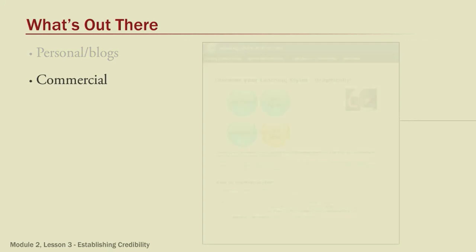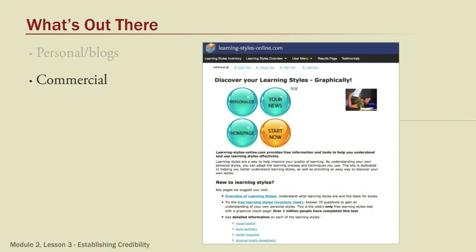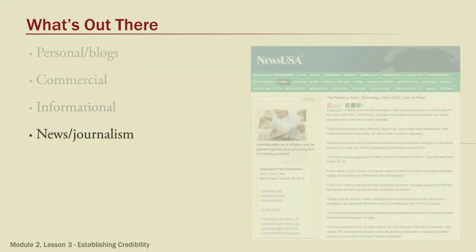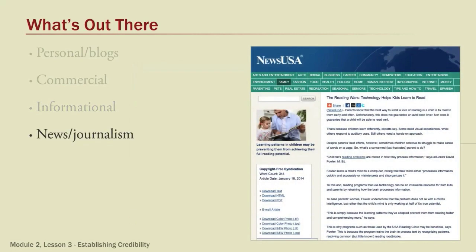Commercial websites are maintained by for-profit companies. It's important to remember this bias when assessing their credibility. Informational websites are maintained by organizations or institutions for the purpose of sharing research or other information. You'll need to think about what authority these sources have in the real world as well as online. News and journalism online comes from a variety of sources, some more reliable than others. Next, we'll look at how to begin distinguishing between these types of sites.